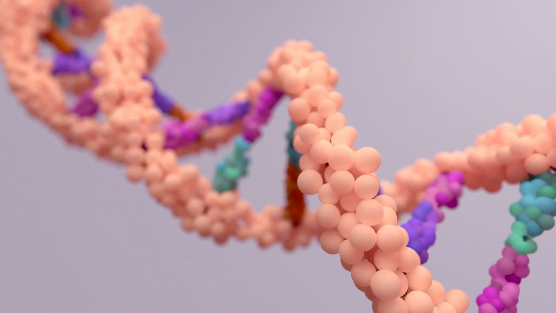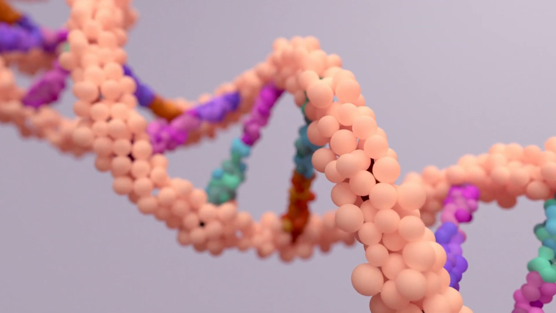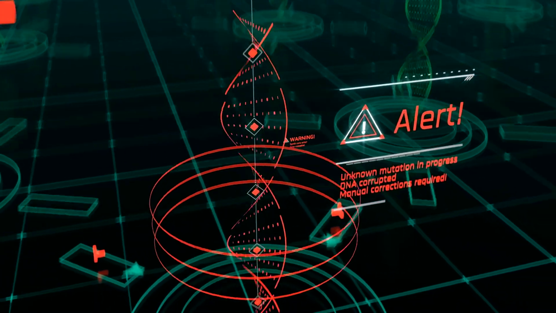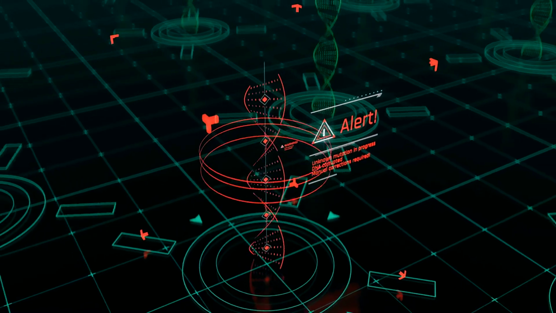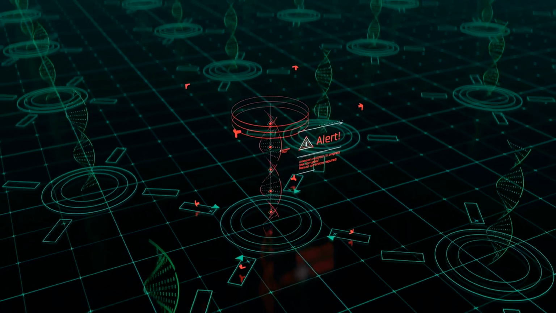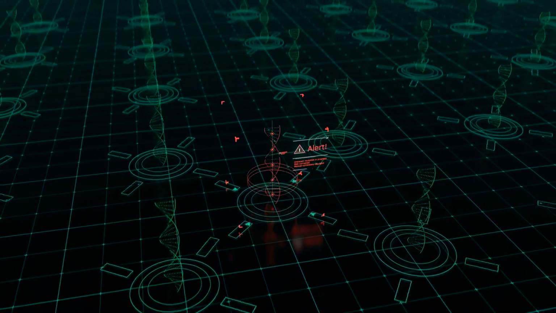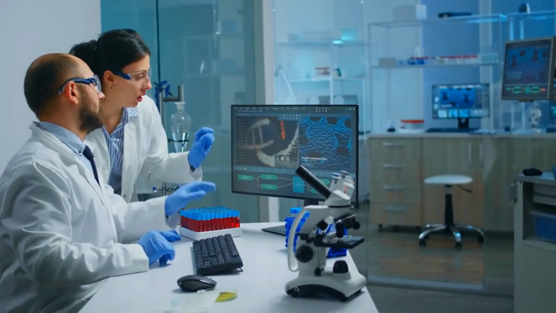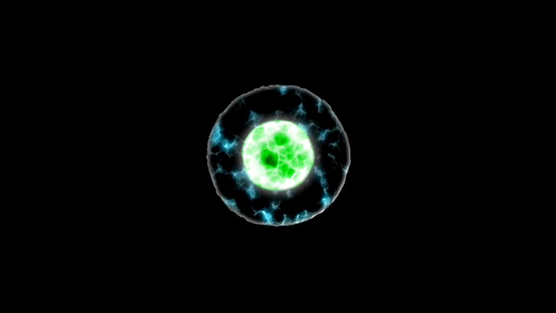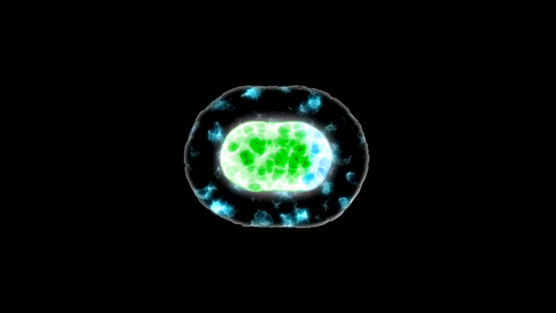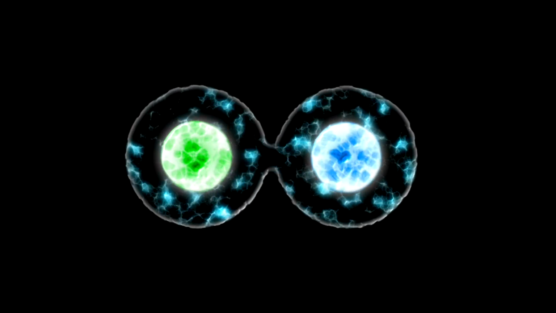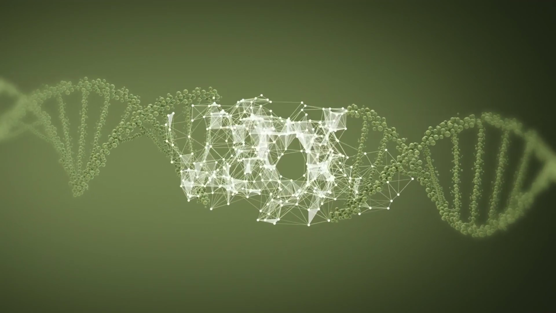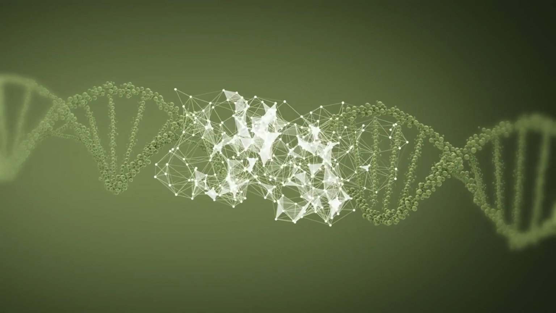Sometimes errors called mutations occur, leading to changes in the DNA sequence. While some mutations can be harmful, causing diseases or disorders, others can be beneficial, providing new traits that may be advantageous in different environments. This genetic variability is crucial for evolution and the survival of species. Mutations contribute to the genetic diversity within a population, which is essential for adaptation and evolution. Over time, beneficial mutations may spread throughout a population, leading to new traits and even new species.